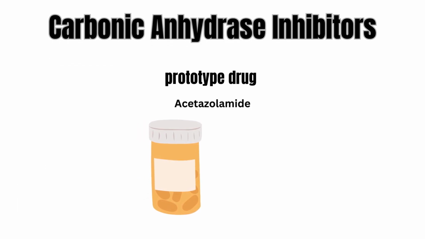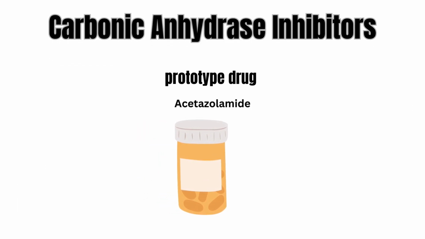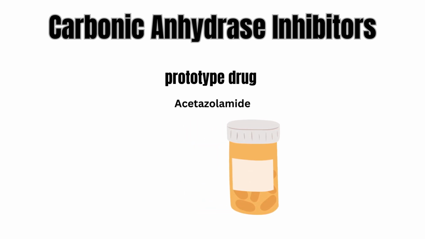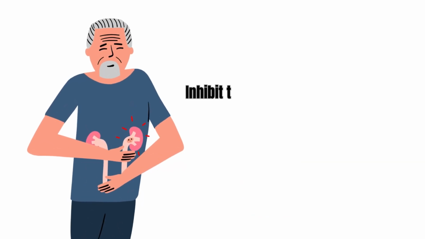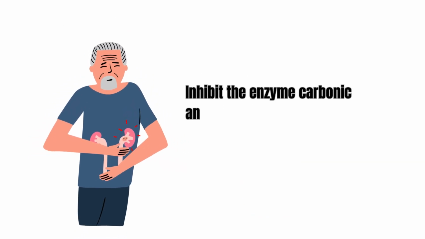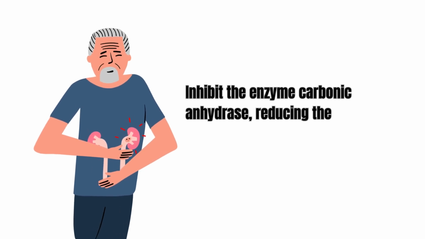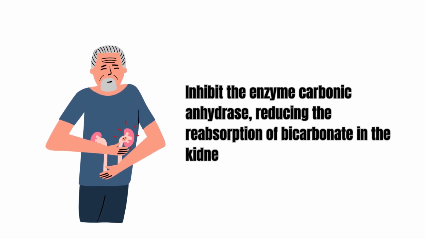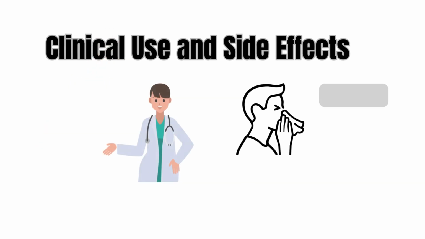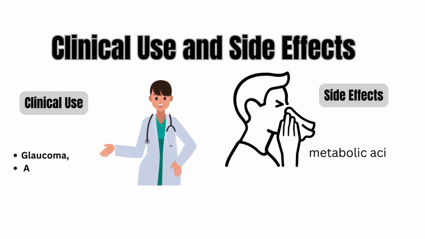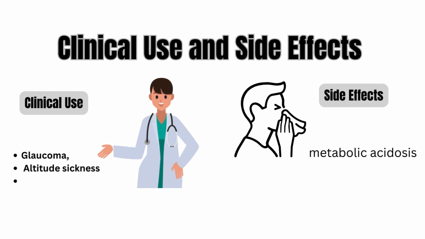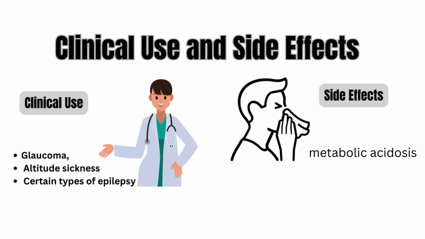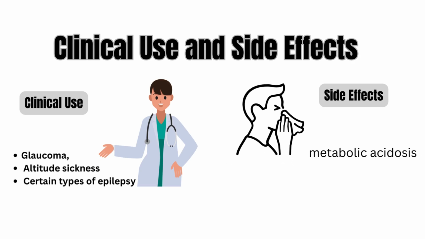Lastly, we have carbonic anhydrase inhibitors, with acetazolamide as the prototype. These diuretics inhibit the enzyme carbonic anhydrase, reducing the reabsorption of bicarbonate in the kidneys, thereby increasing urine output. Acetazolamide is used in the treatment of glaucoma, altitude sickness, and certain types of epilepsy. Side effects can include metabolic acidosis.